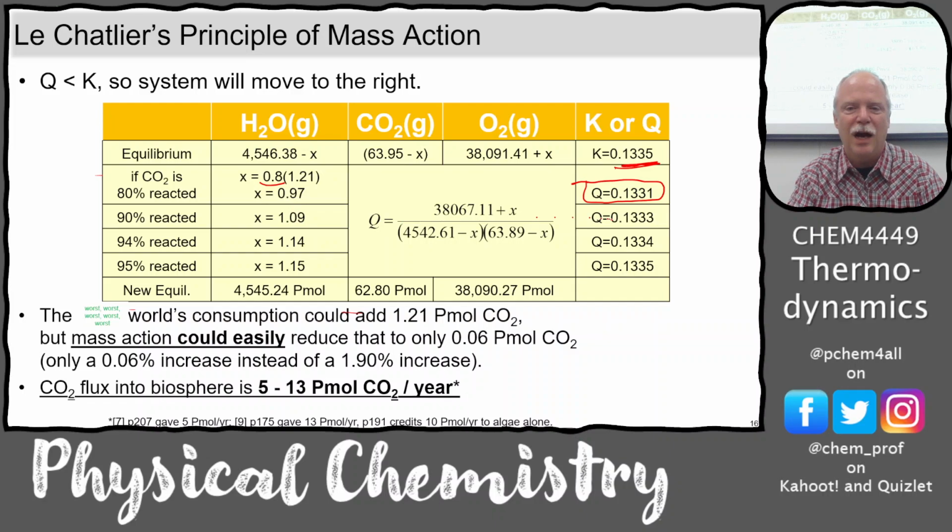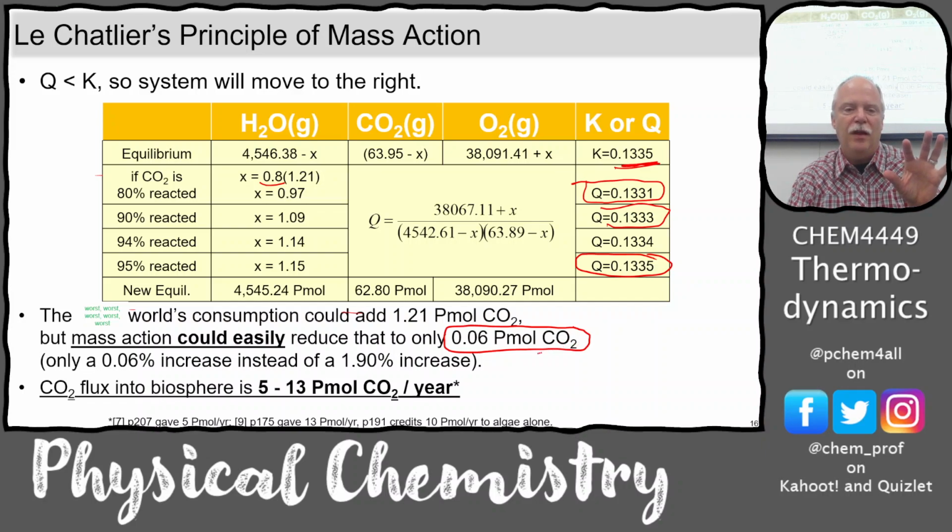So we go up to 1.09. Still, Q's gone up, but it hasn't reached K yet. So we keep going. Eventually, when X is 1.15, we've reached K. So we're back at the equilibrium constant. And so we've consumed most of it, like 98% of it. And even in the worst case of powering the world on coal, we would increase it 0.06 petamoles of CO2.